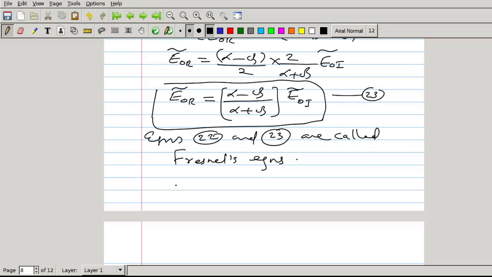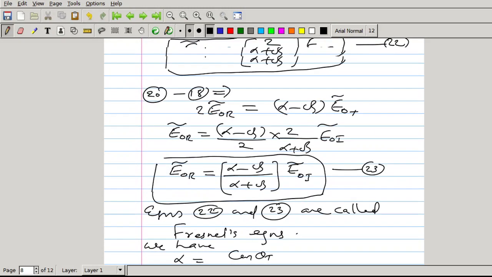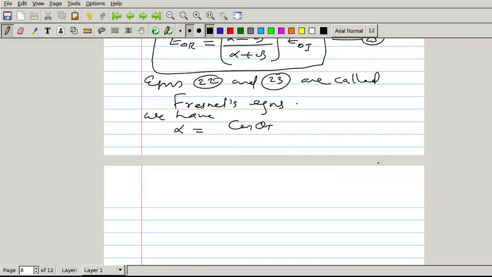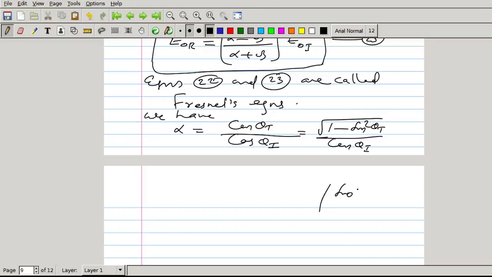We know the equation for alpha. What is alpha? Alpha equals cos theta t by cos theta I. We can write cos theta t in terms of sin theta t. This is root of 1 minus sin squared theta t, by cos theta I. Now sin theta I by sin theta t equals n2 by n1.